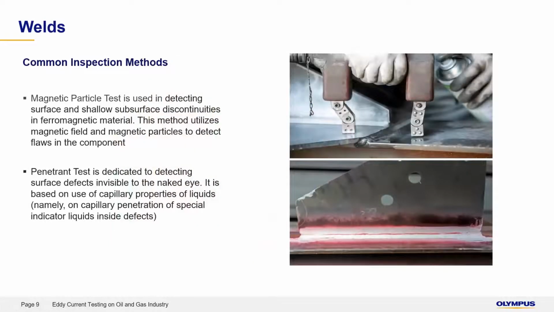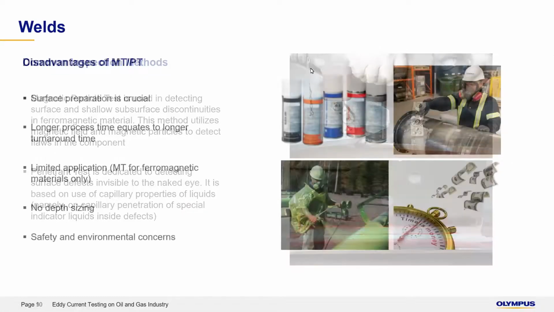Generally, the welds that we see every day are carbon steel welds. The globally preferred method to inspect them is by using either the magnetic particle test or the penetrant testing. These tests allow the inspector to detect any surface breaking defects.